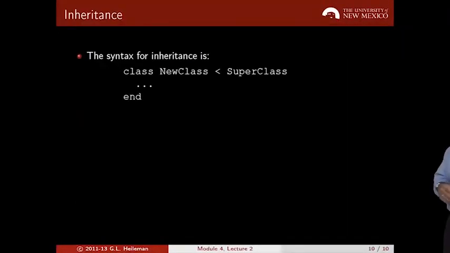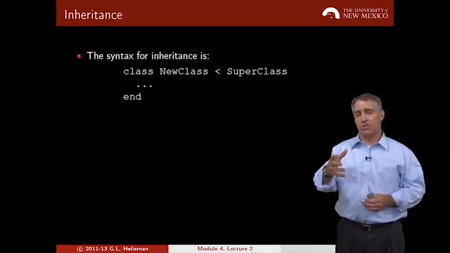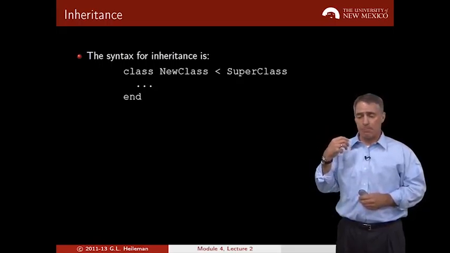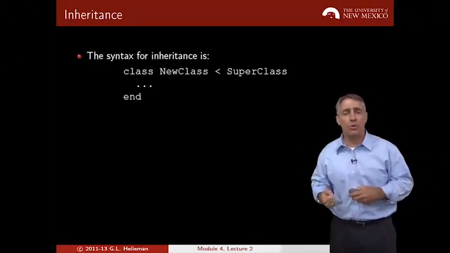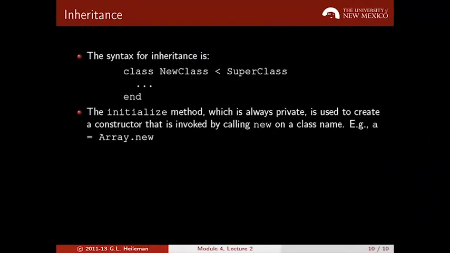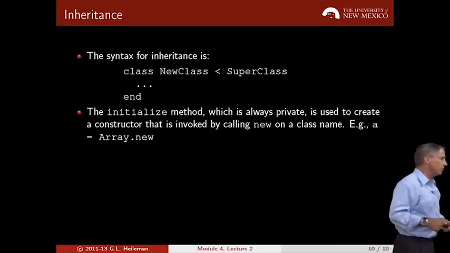The syntax for inheritance in Ruby you've already seen when we talked about active records. Again, it's just this less than sign with the new class that you're creating on the left-hand side of it and the superclass on the right-hand side of it. The initialize method is provided for you automatically, as I've mentioned. It's always private, but you can overload it. When you call array new, for example, here I have a = array new, that's calling that initialize method. So when you use new, it's calling initialize, and you can overload initialize if you need to.